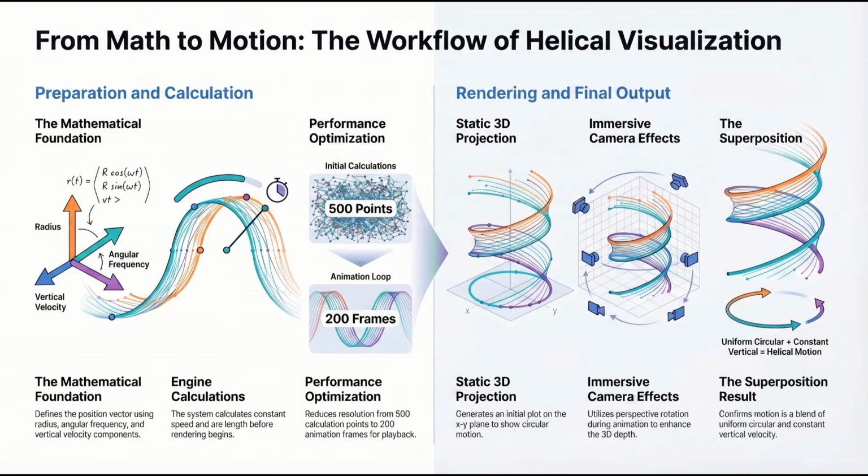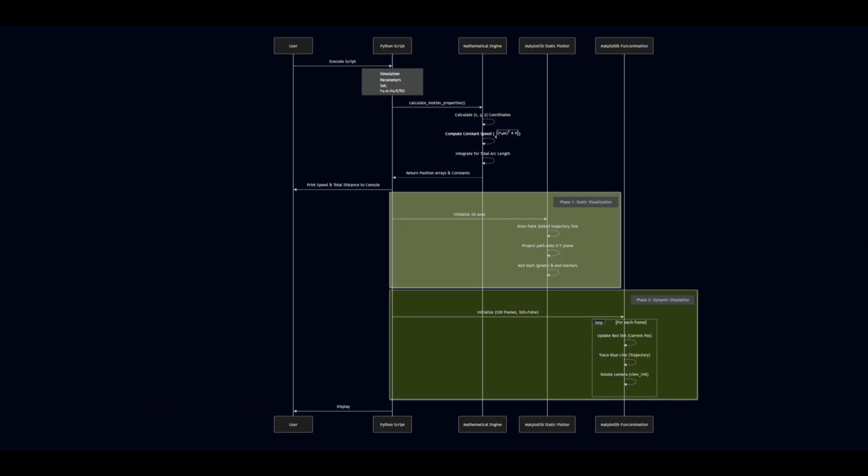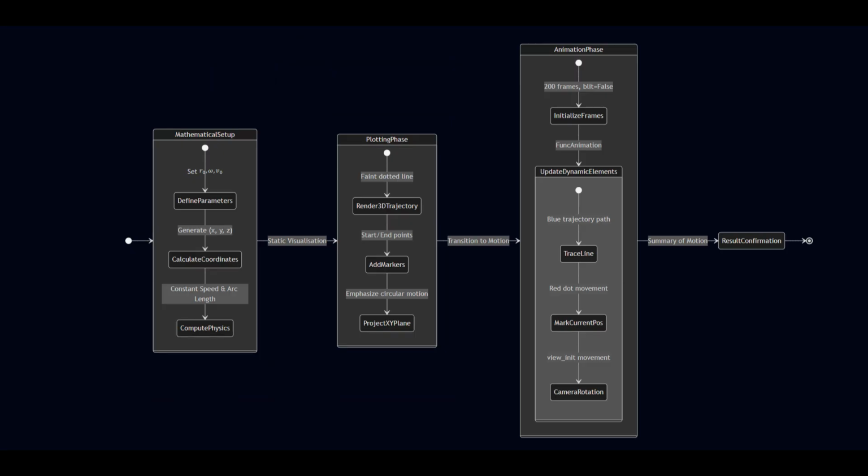The dynamic phase. This is where time is introduced as a moving variable. The narrative shifts from a completed map to a real-time journey. A blue line begins to trace the path, and a red dot appears to represent the object's current location. To make the experience more immersive, the camera itself begins to move, rotating the perspective to showcase the three-dimensional nature of the spiral.